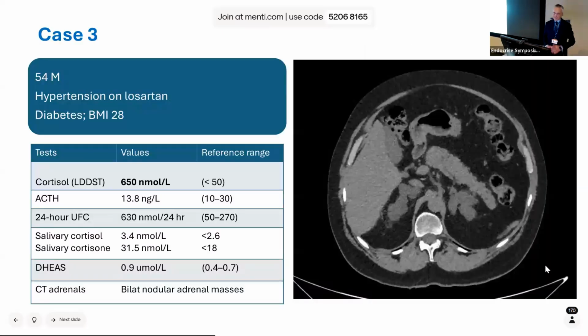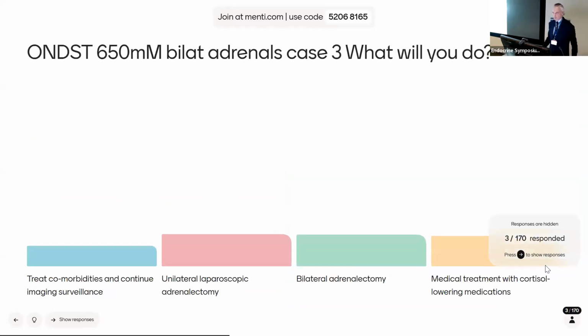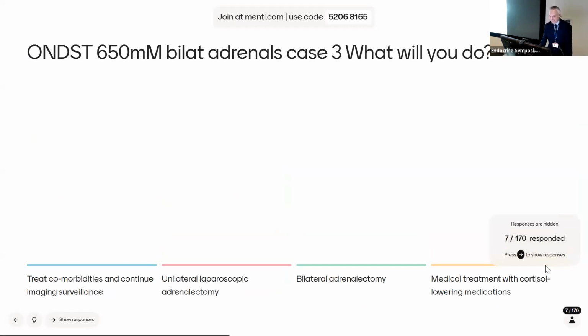And the third scenario, which is perhaps the other extreme: a 54-year-old man with hypertension on losartan, and diabetes, and a hugely abnormal cortisol following dexamethasone, especially 650 nanomoles per liter, elevated UFF cortisol, abnormal late-night salivary cortisol and cortisone, and low DHEAS. And the imaging shows bilateral nodular adrenal masses. What would you do with this patient? It's the same options, just to keep it simple.